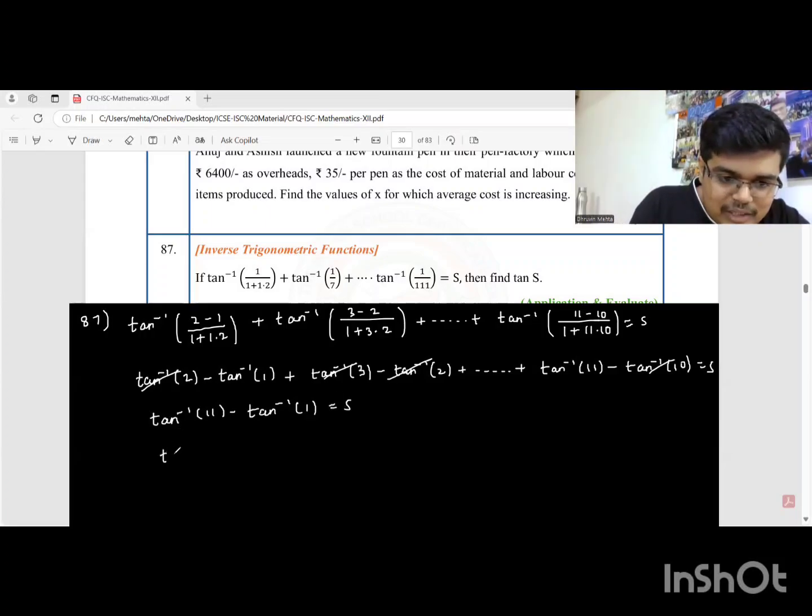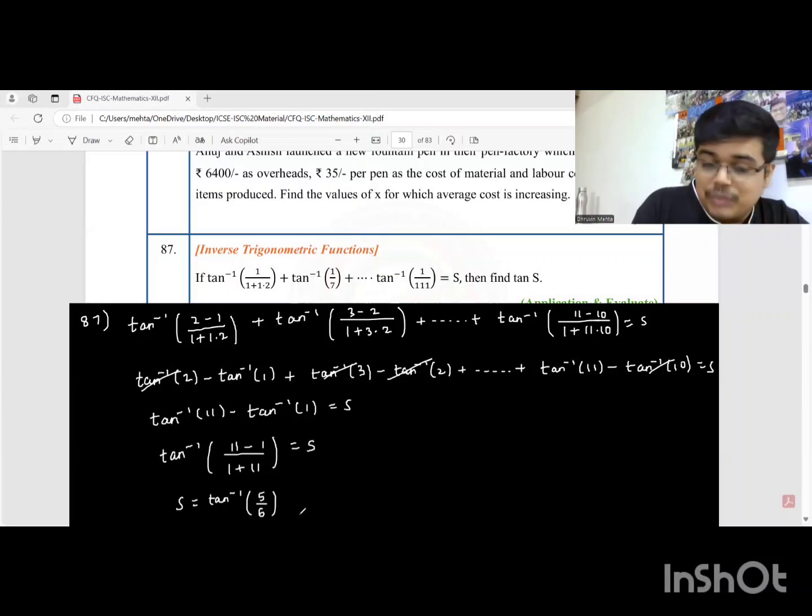I'll use the property tan inverse x minus tan inverse y is equal to tan inverse x minus y upon 1 plus x into y. So from here, students, we get S is tan inverse, you'll get 10 by 12, which is 5 by 6. When you transfer tan inverse on the other side, tan of S, students, is 5 by 6. With that, we complete this question as well.